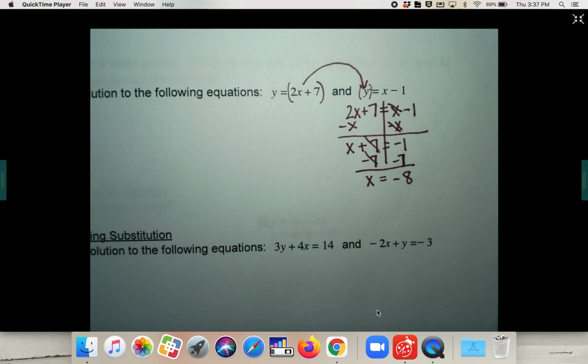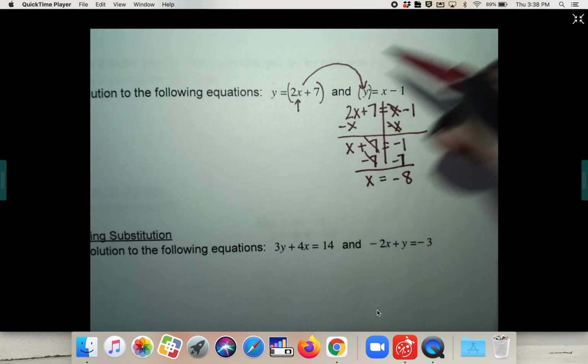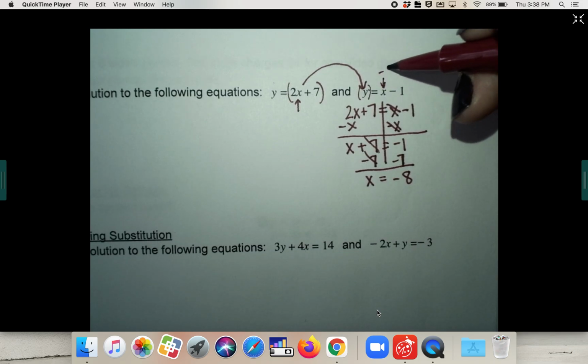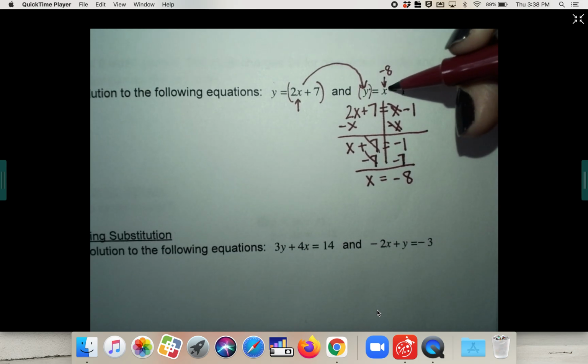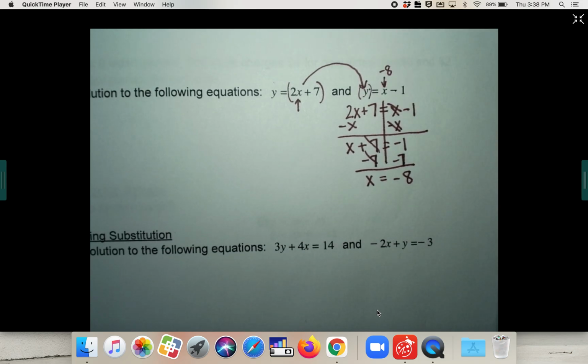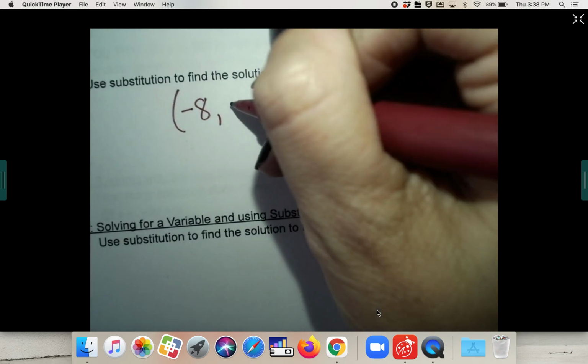So we can do one of two things. It doesn't matter. We can plug in negative 8 for this x and solve this equation, or we can plug negative 8 in for this x and solve this equation. And I'm going to choose this one because look, you can almost do that in your head. Negative 8 minus 1, and that is y. So it's basically already almost solved. Negative 8 instead of x is no longer x, it's negative 8 because we just solved it. Negative 8 minus 1 more is negative 9. So y is negative 9.